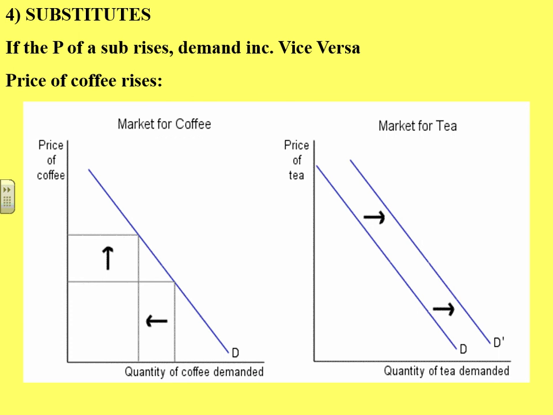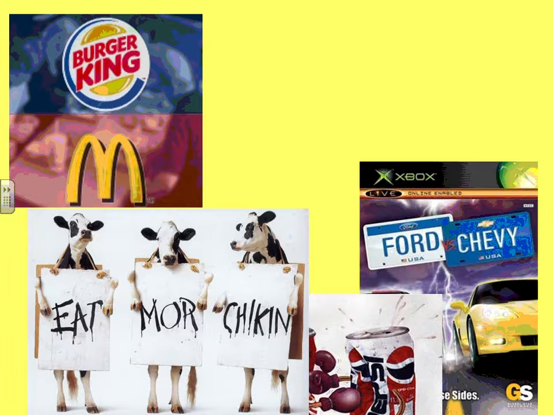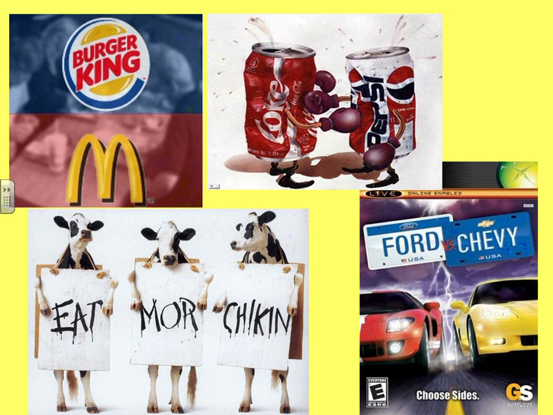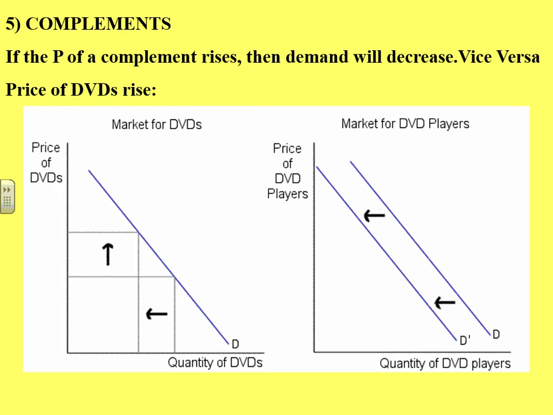Okay, substitutes. You need to get a handle on substitutes. Those are two goods that are very similar. So, if the price of a substitute goes up, it'll have an effect on another market. So what would happen if the price of coffee went up? Well, people would buy less coffee, and they would look for a substitute, and perhaps that substitute would be tea, and that would be a positive shift in tea. So Ford and Chevy would be considered substitutes. Fast food restaurants, beef, chicken, fish, pork, all would be substitutes.